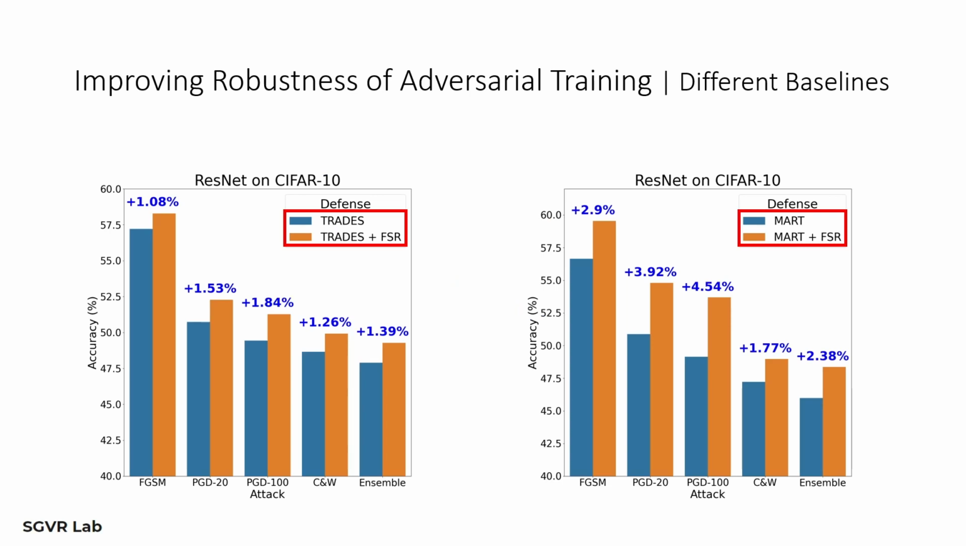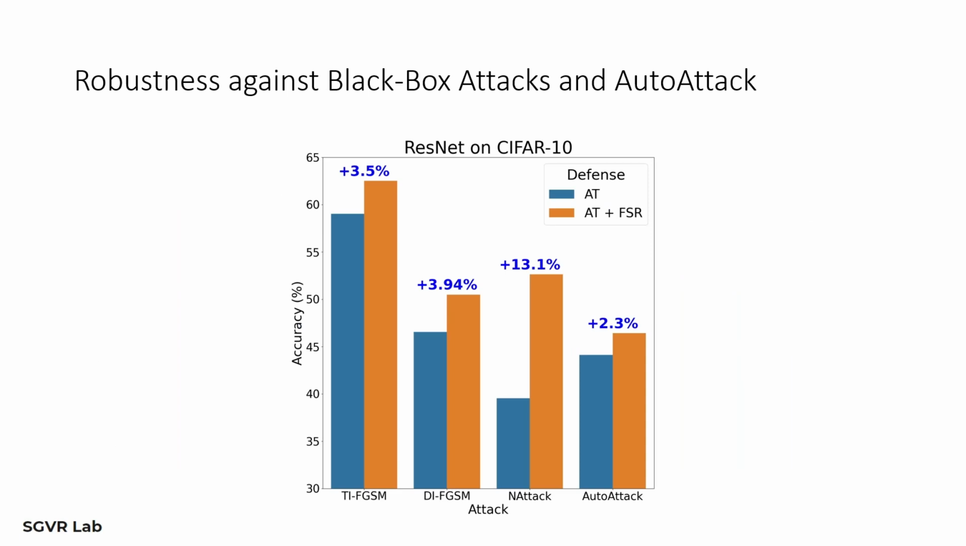The effectiveness of our feature separation and recalibration module is not limited to PGD adversarial training. It can also improve the robustness of other adversarial training techniques, including TRADES and MART. In addition to conventional white box attacks, our method still remains effective against black box attacks and AutoAttack. This shows that our method is also robust in practical cases.